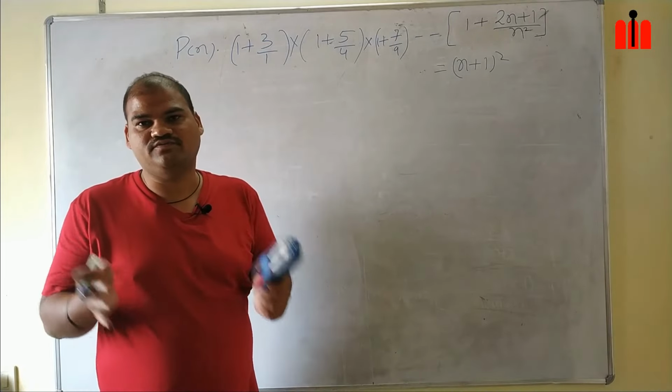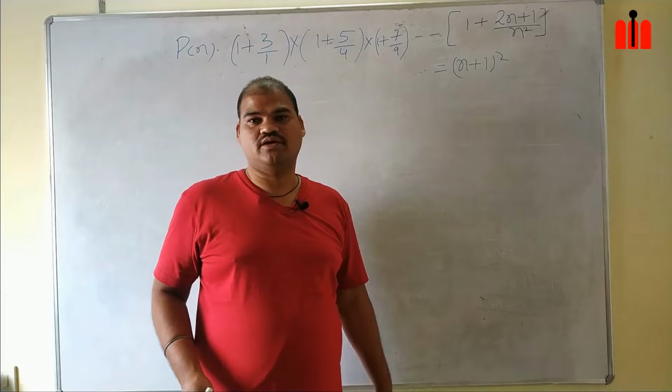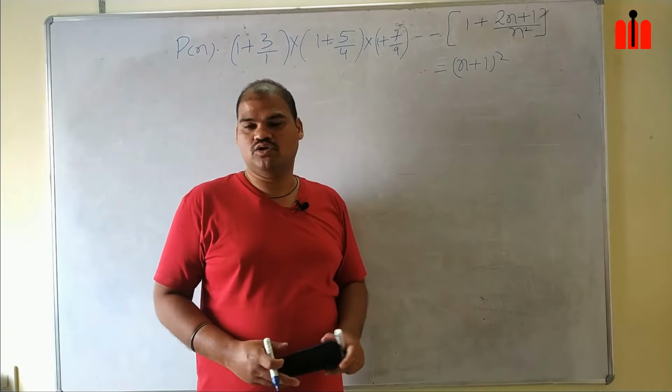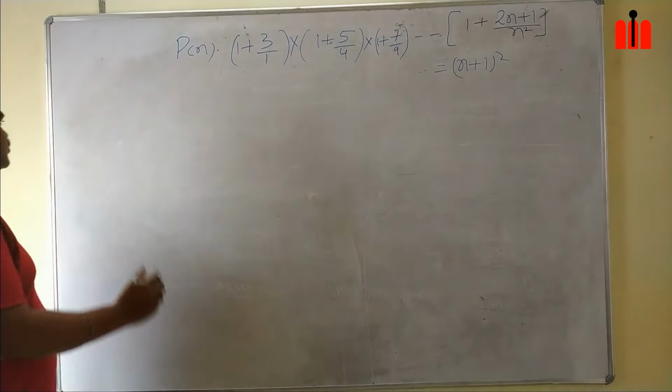So the product of these n terms is equal to n plus 1 whole square. This is what we have to prove. So my R.H.S is n plus 1 whole square. Now let's start the solution.